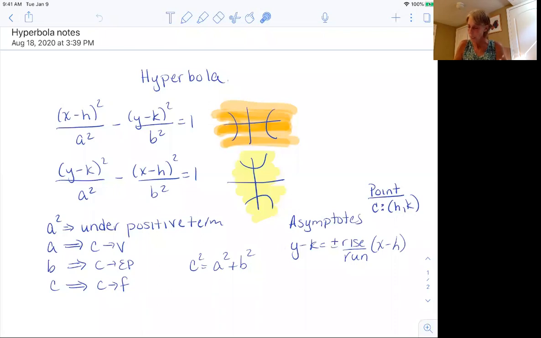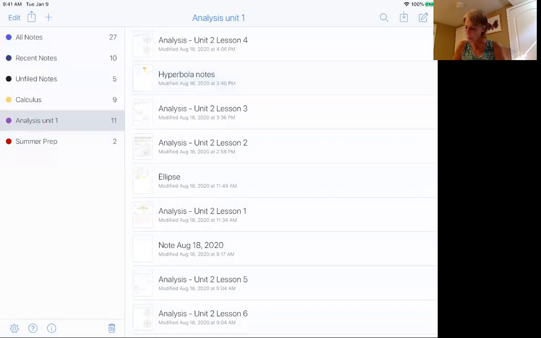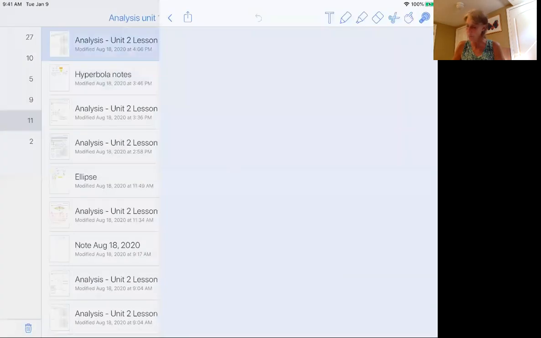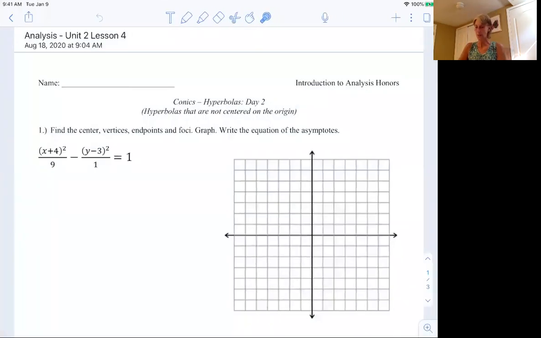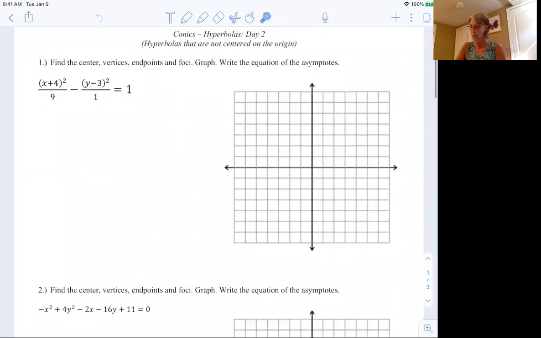So let's get started with our lesson. We want to find the center, vertices, endpoints, and foci. We're going to graph this, and then we want to write the equation of the asymptotes. So very similar to where we left off yesterday, except now our hyperbolas are going to be shifted.